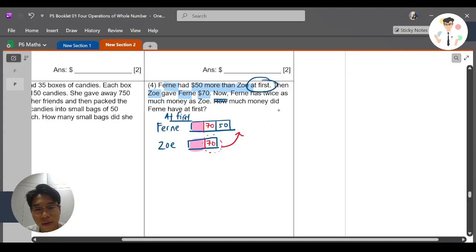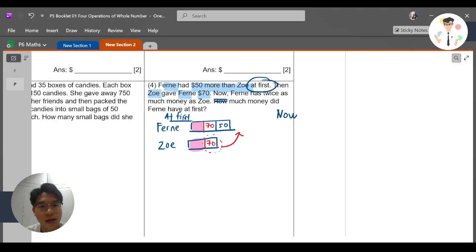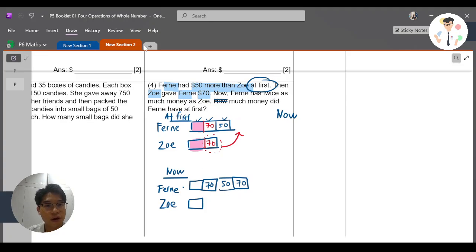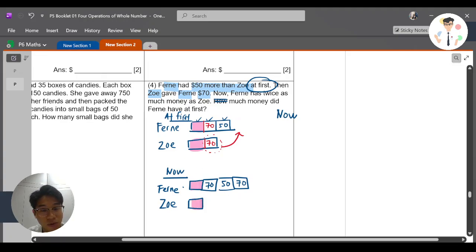Okay, let me just draw at the bottom here. Now, Fernie, look at here, has this pink color, correct? Has 70, correct? Pink color 70, 50, and also this 70. Now, Zoe is left with what? Zoe, this one is gone already. So Zoe is only left with this pink color thing. Can you see here? Very clear, right? This and this are still the same, okay?